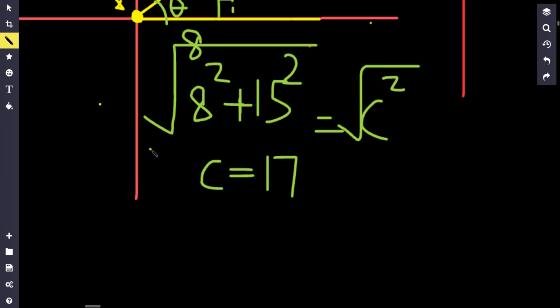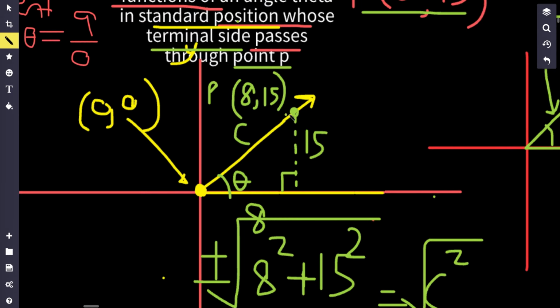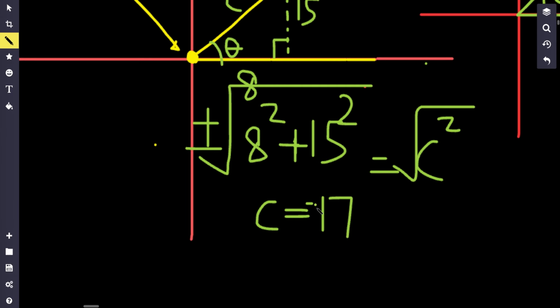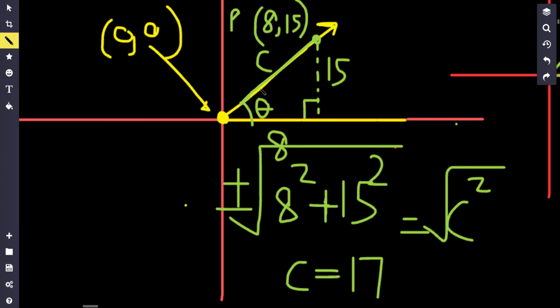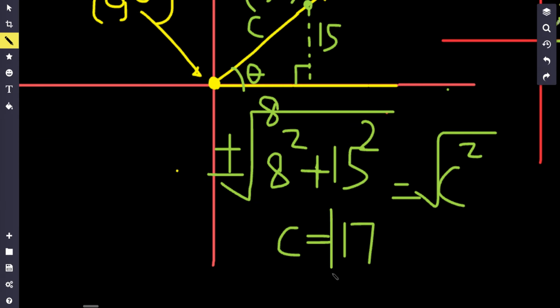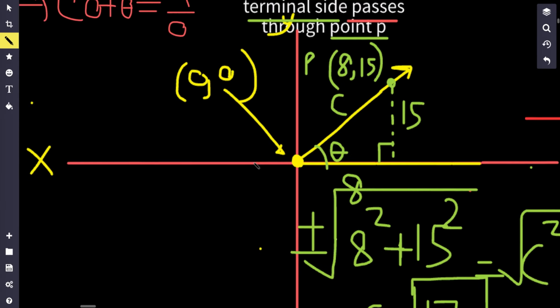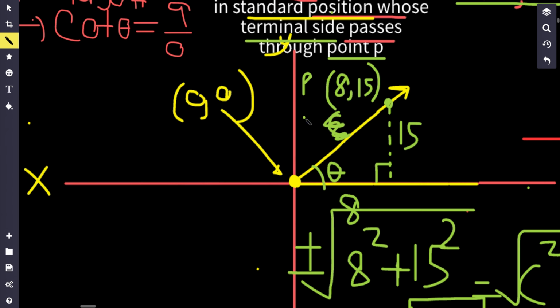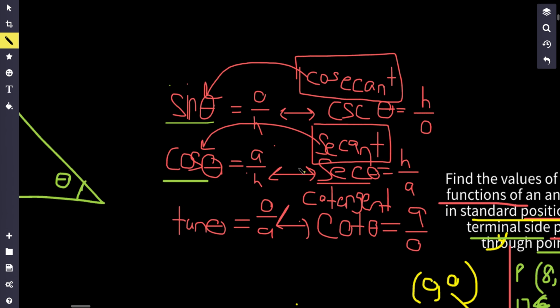You might be wondering, if you're taking the square root, doesn't it have to be plus or minus 17? But your side of this triangle can't be negative, right? The c value right over here can't be negative. So you're only sticking to the positive answer. So we know that c is equal to 17. Now that we have all the hard parts done, the rest is easy.